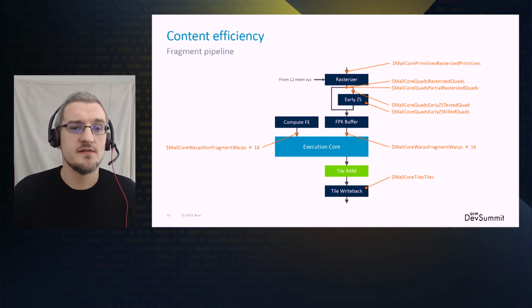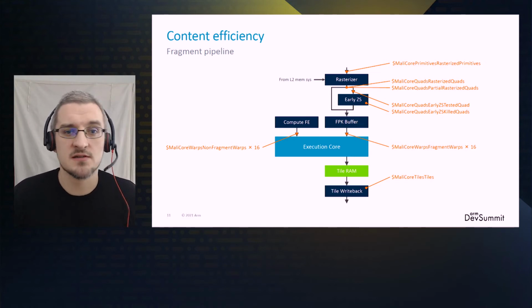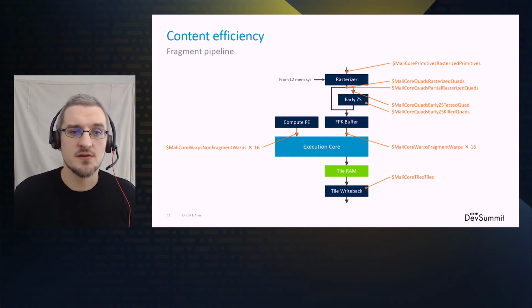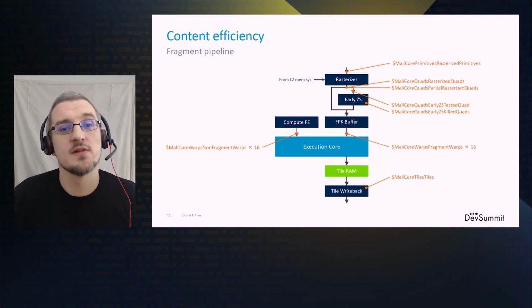The shader core itself is a programmable core wrapped by these fixed function front ends that generate warps and the retire path for the fragment shading side. And we have counters that can show you the behavior as workload flows down this pipeline.